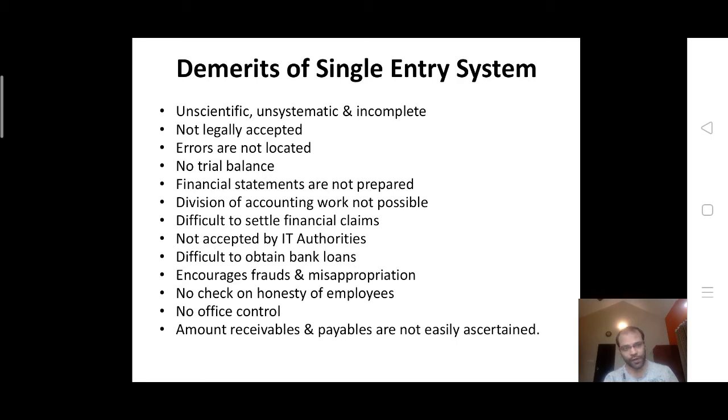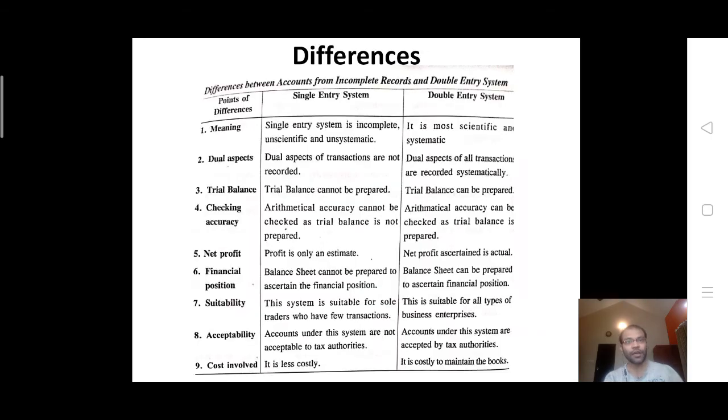Very, very important question. Next, we'll be going to the differences between single entry system and double entry system. So it's one of the important questions. If you compare the incomplete records or single entry system and double entry system, first of all, based on meaning, single entry system is incomplete, unscientific and unsystematic. In case of double entry, it's more scientific and systematic. There are dual aspects here.